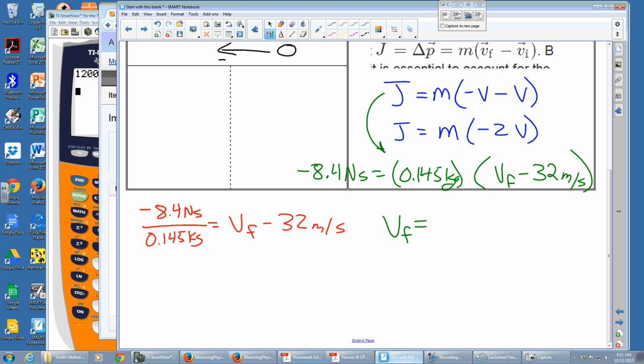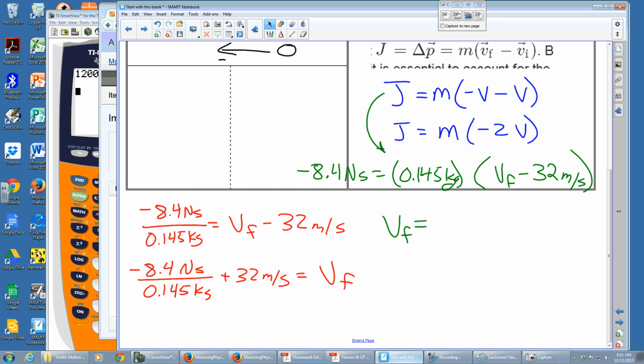And then I'm just going to rearrange, bring that over to the other side. Since it's subtracted, I'm going to use addition on the other side, so plus 32 meters per second. That'll equal my V final. So then it's just putting it in the calculator after that. Any questions on that one before we move on to the, hopefully the next couple?